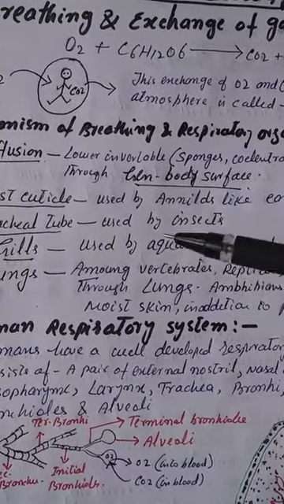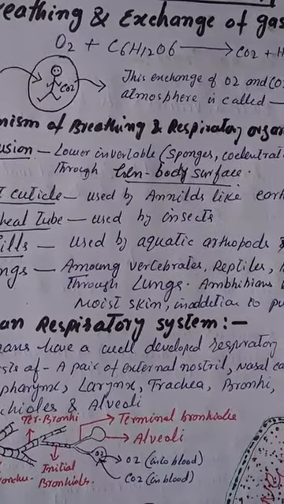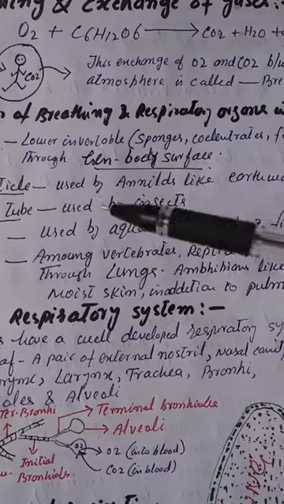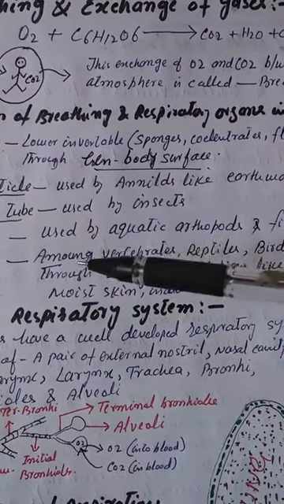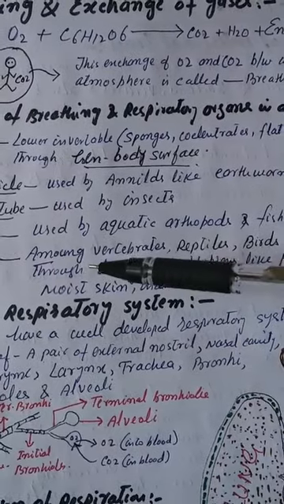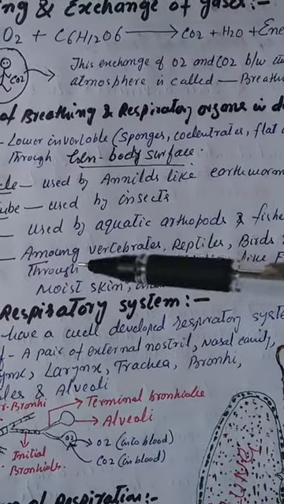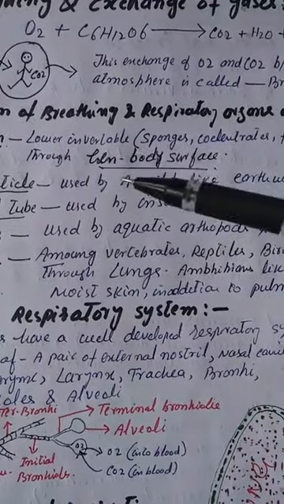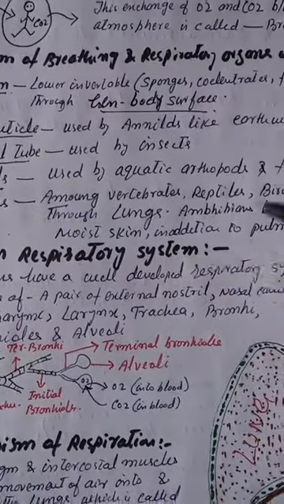And in amphibians, we have seen, like in frog, they can respire both through lungs, known as pulmonary respiration, as well as through moist skin, which is also termed as integumentary respiration. Now let us have a look at the human respiratory system.